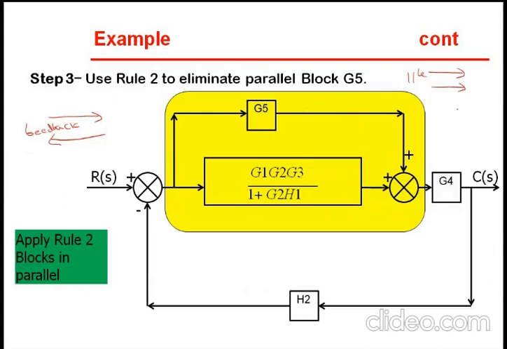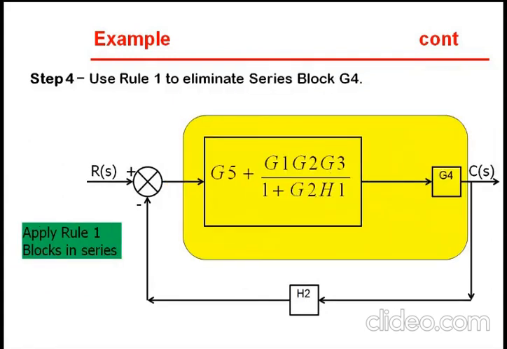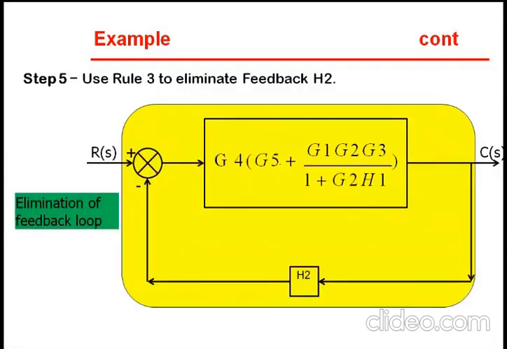The resultant of parallel blocks is G1 plus G2, the sum of those two signals. Here there is a plus sign, so the resultant of this will become G5 plus this one. Now the next step, step number 4, the last but one step: these two are in series. So taking the product, you will get G4 multiplied by this particular thing. So you will get G4 into this plus this one.